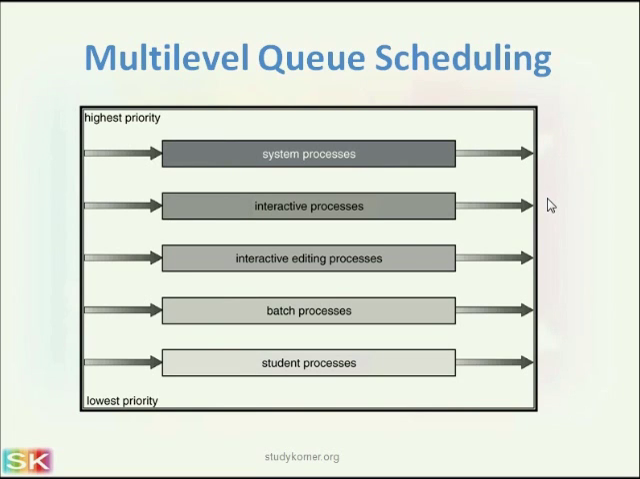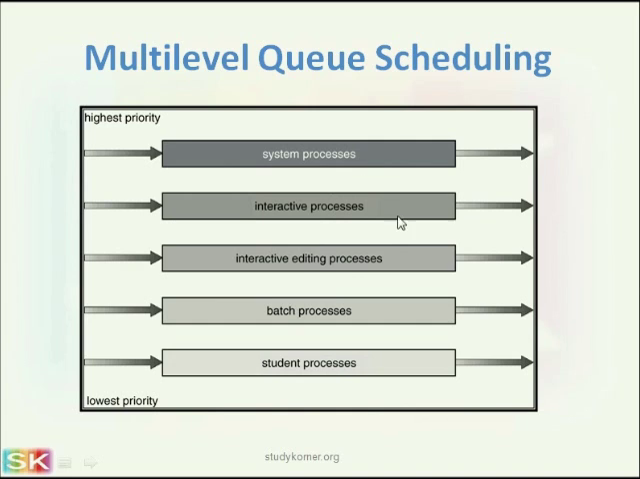The point to note here is that a process will remain in the same queue in which it was initially submitted. A process is not allowed to change the queue once it is submitted to the system, right? So in this case we have the highest priority for the system queue processes, then interactive processes, then interactive editing processes, then batch processing, and then student processes.